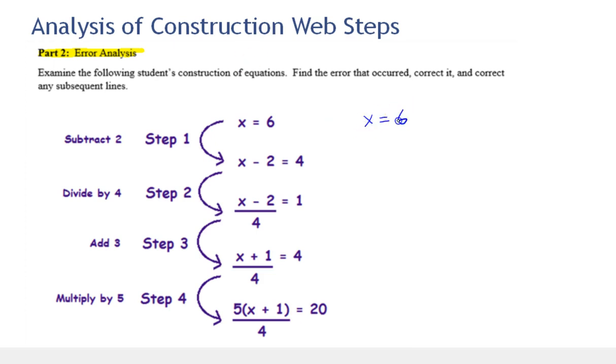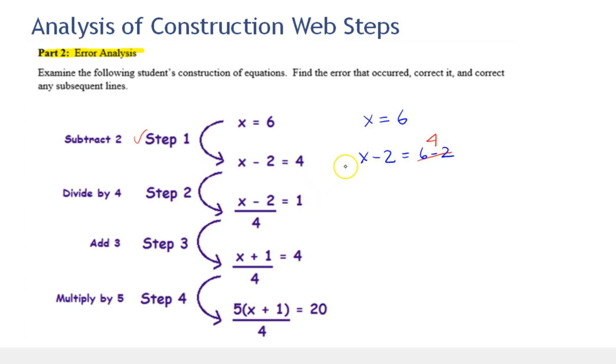So we'll start with x equals 6. Now we're supposed to subtract 2 from both sides of the equation. So x minus 2 equals 6 minus 2. And notice the left-hand side is correct here, and 6 minus 2 is in fact 4. I'll simplify that here. Okay. So far so good. Step 1 is a check, meaning correct.